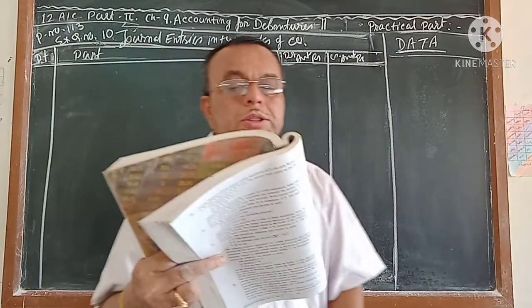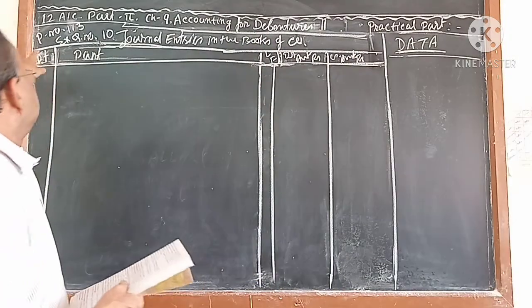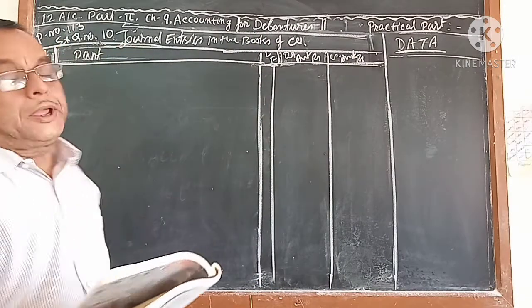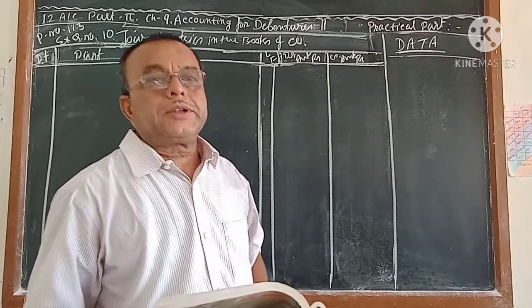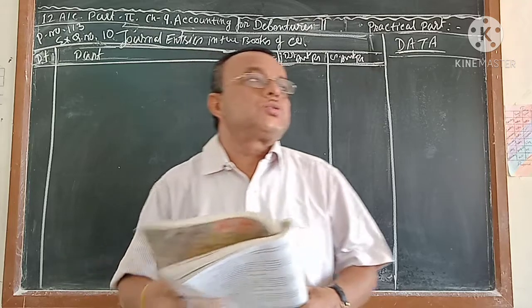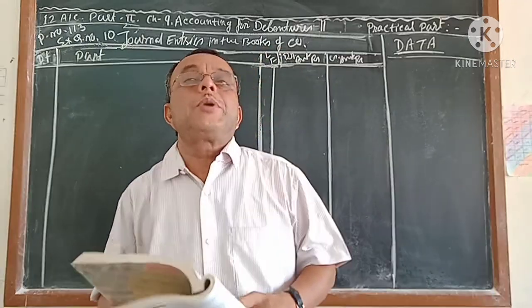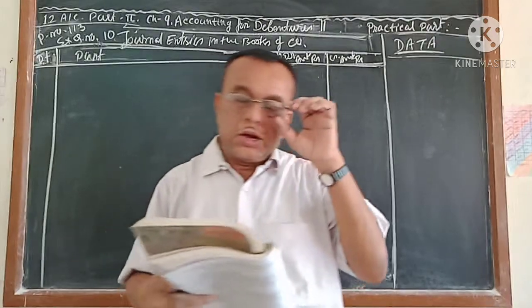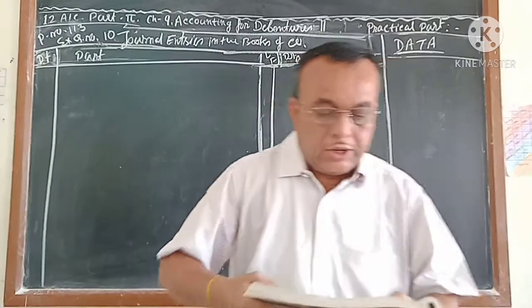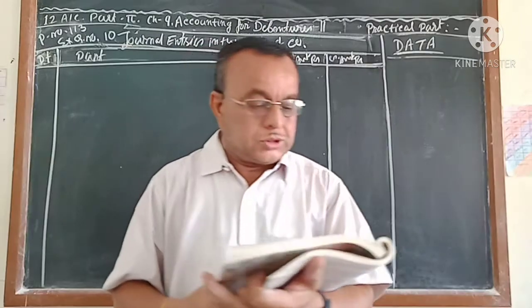Page number 113, question number 10. I wrote it here, page number 113, question number 10. Why have I taken question number 10? Because question number 10 is something different from the other questions. So you will get a new item, new information, and according to that you have to solve it. I am reading the question, you follow the question.